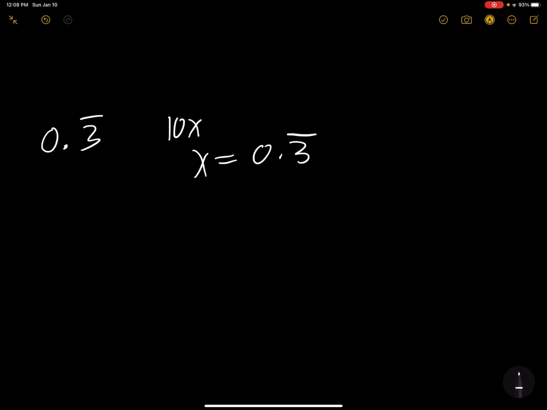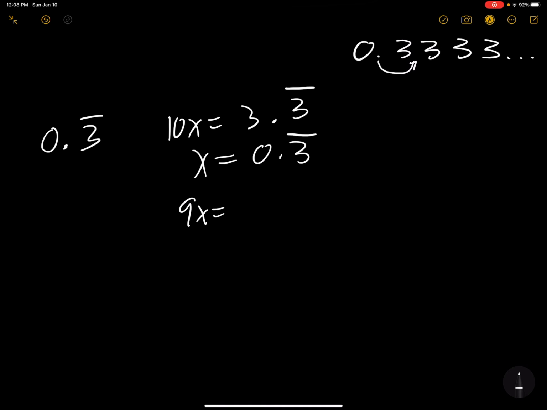And 10x is equal to, what's 10x equal to? 3.3 repeating, because we just move that 3 over. If you imagine the infinitely long number of 3's, this is what we had before, going on forever. Multiplying by 10 just moves that decimal point one place and gives us 10x equals 3.3 repeating. Subtracting down, we get 9x equals 3 point infinitely many zeros, or just a 3.